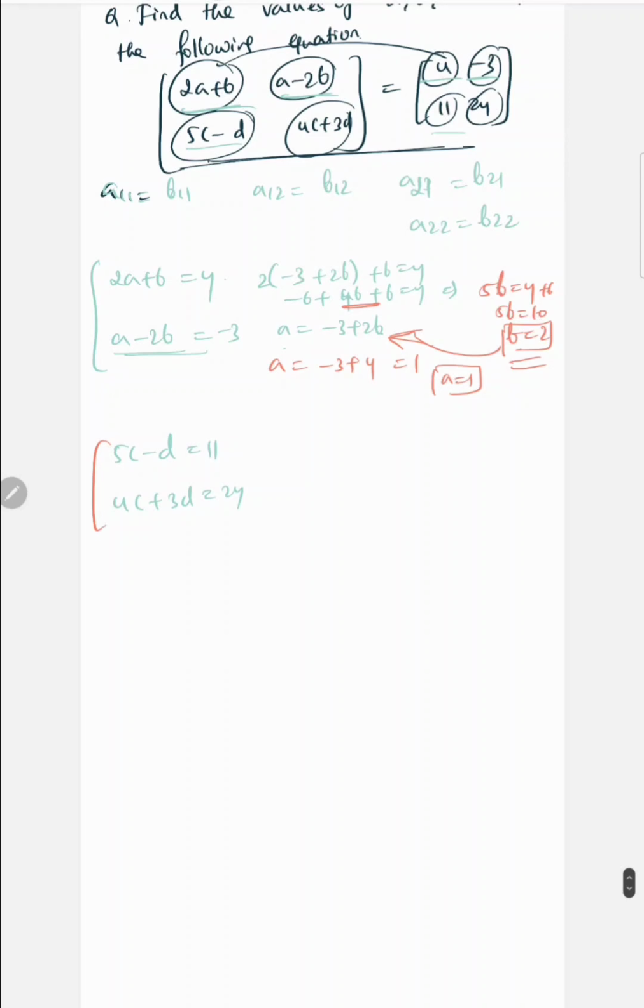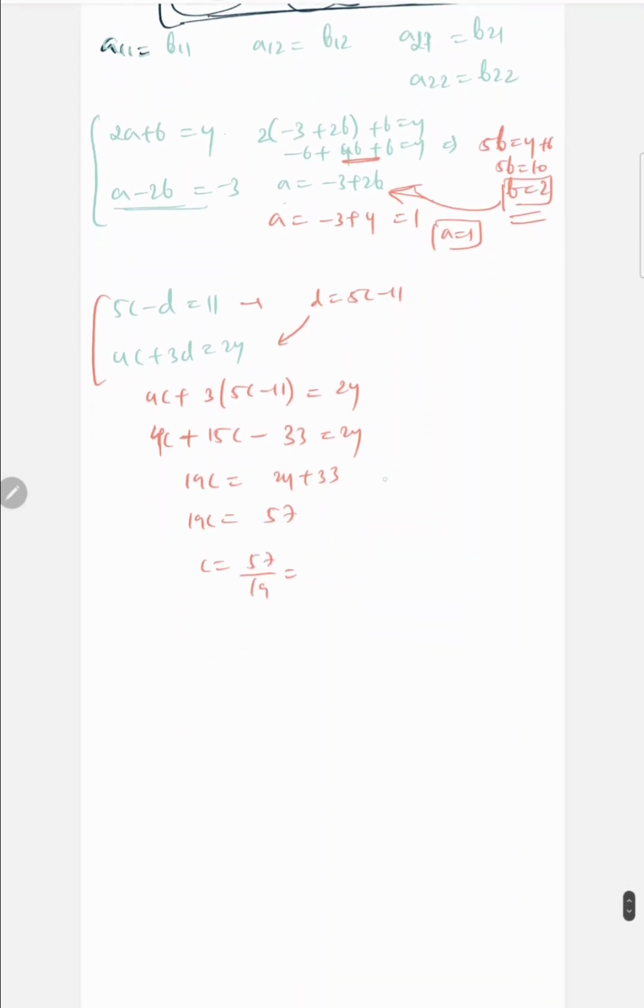So considering these two equations, we can find c and d. So I am writing this equation for d. So d is equal to 5c minus 11. Putting the d value in this equation, 4c plus 3 into 5c minus 11 is equal to 24. 4c plus 15c minus 33 is equal to 24. That is 19c is equal to 24 plus 33, 57. So c is equal to 57 by 19. This is equal to 3.